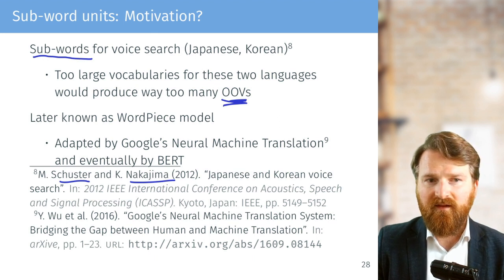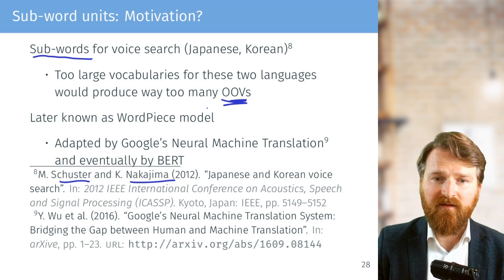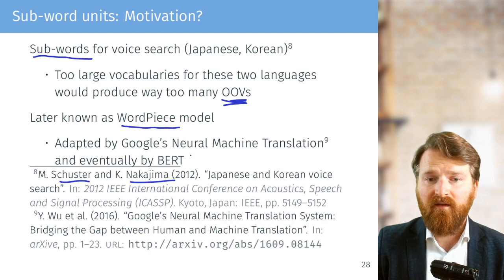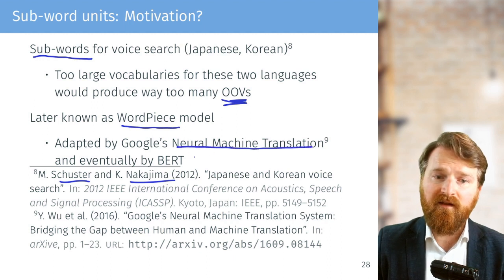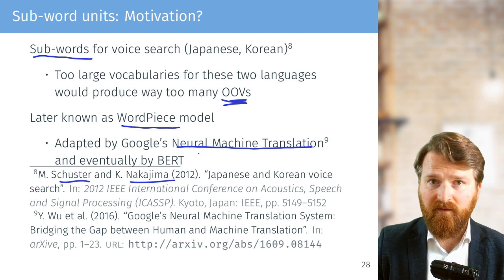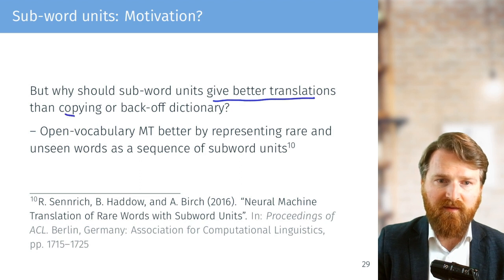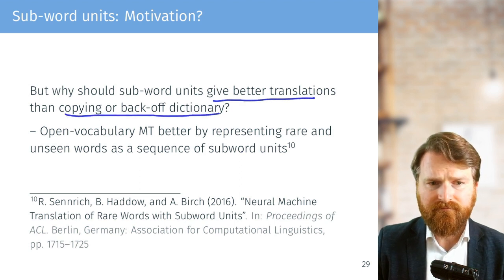So they took the subwords, which I'll explain in the next slide, but nowadays it's known as the word piece model, and it was adopted by neural machine translation at Google and later on by the BERT model. So this is why we're talking about it. And why should subword units give better translation than just copying from a dictionary?